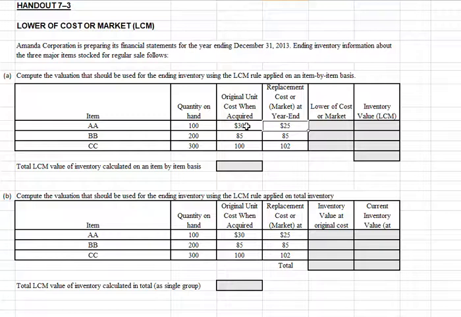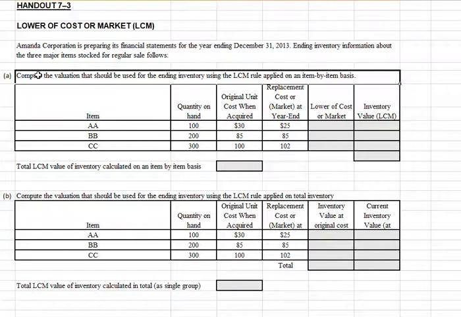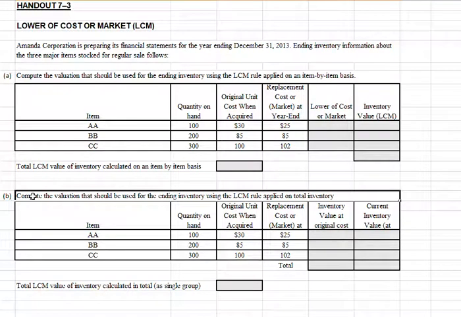And of course, if we're decreasing the value of the assets, we also are going to need to record some sort of expense or cost, which in this case we would simply record as cost of goods sold. So again, lower of cost or market simply looks at the value of currently replacing our inventory and comparing it to our original cost. There are two different ways we can apply lower of cost or market: on an item by item basis, which is what we'll do in part A, or we can apply it to the total value of our inventory, which is what we will do in part B.